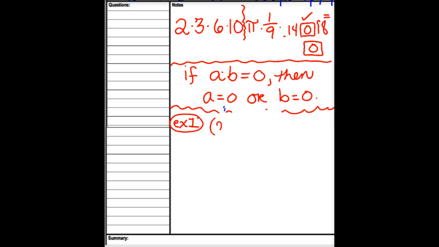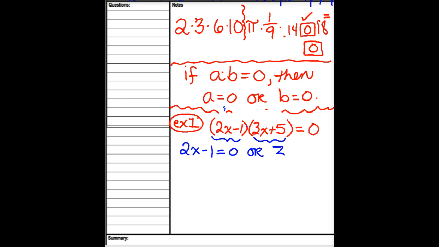But let's suppose it's 2x minus 1 times 3x plus 5. That gives you a 0. These 2 factors are a little uglier than the last 2, but it doesn't matter. I still do it the same way. If this times this gives you a 0, then what I know is that either the left side is equal to 0, so I'm going to set it equal, or the right side is equal to 0.